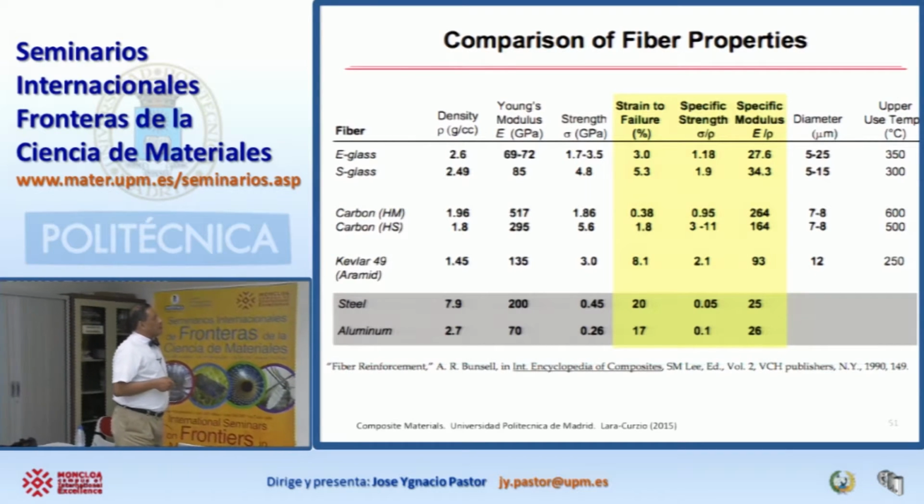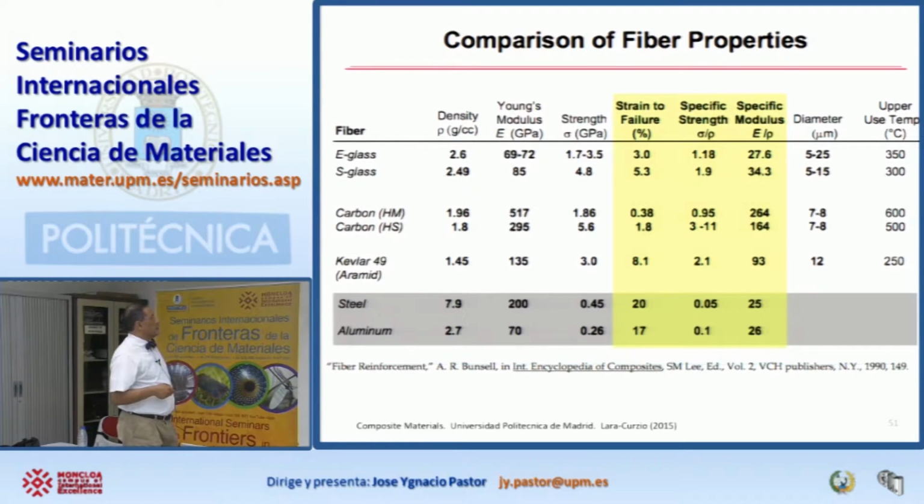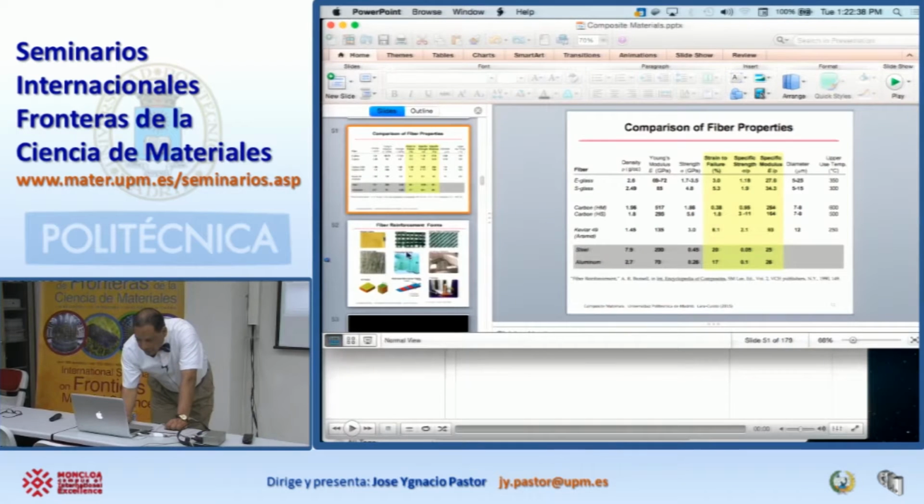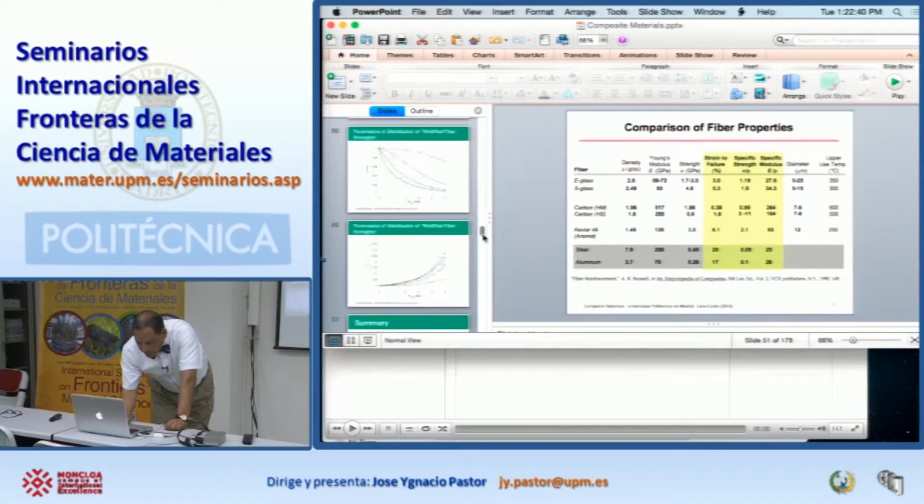So here are the properties of the single fibers. You're talking 517 GPa for these high modulus fibers, 295 for the high strength fibers. Compare these values. These are just for the fibers, just for the pure fibers. Compare those values with the properties for the composite.